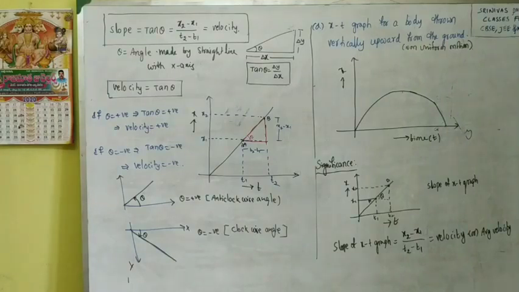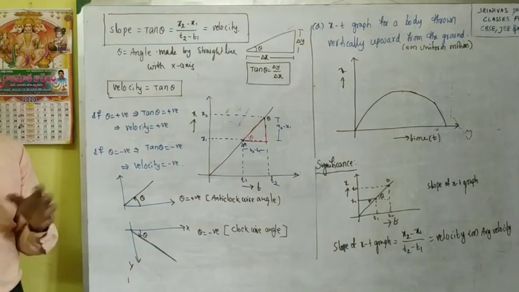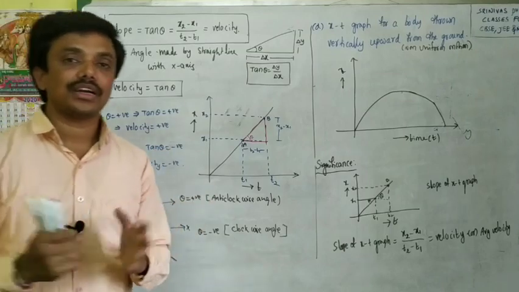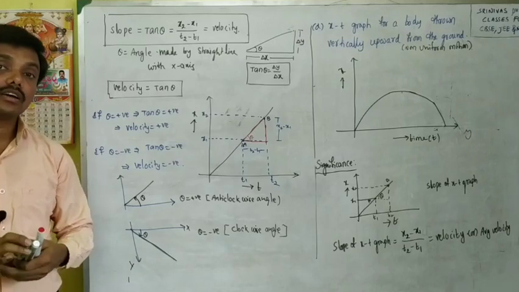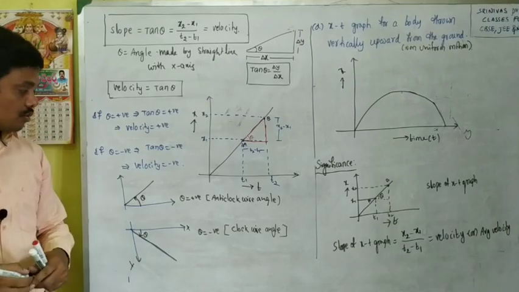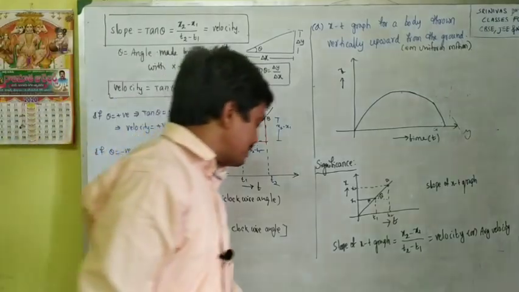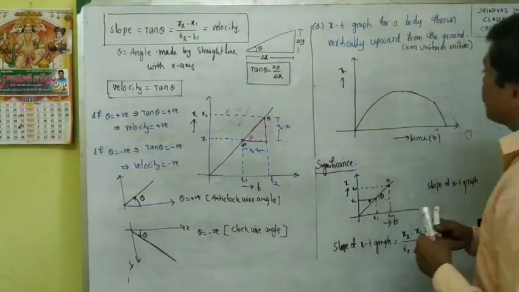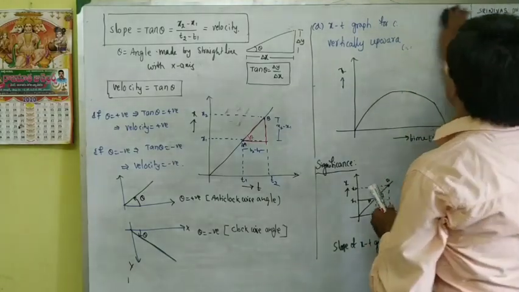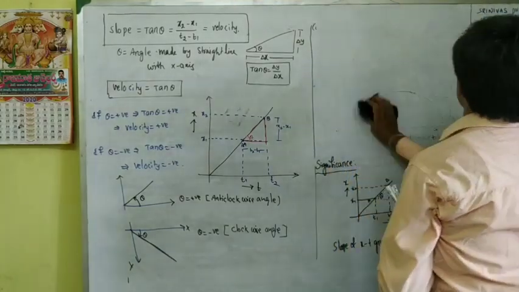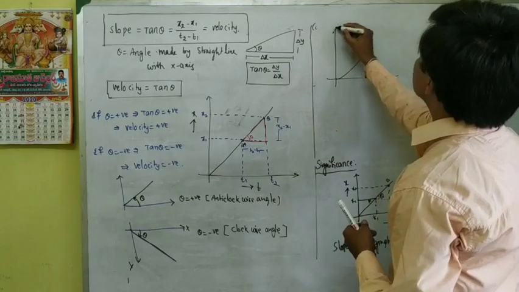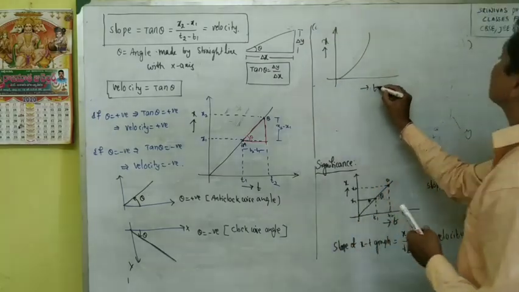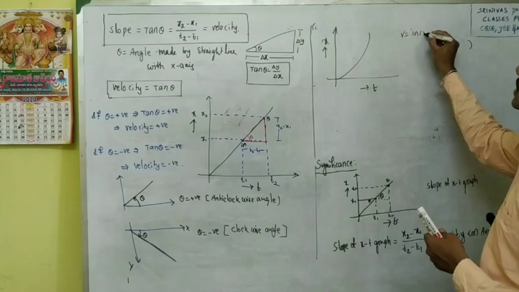Now the significance, in one word, is that the slope of the position-time graph indicates the velocity. If you find out the slope, you will get the velocity. Previously I said that if you throw an object upward, the velocity decreases. For a graph like this, the velocity is increasing. How does velocity increase here?